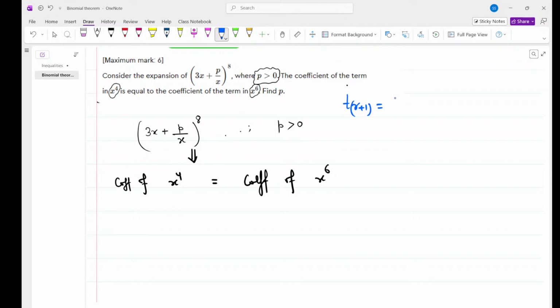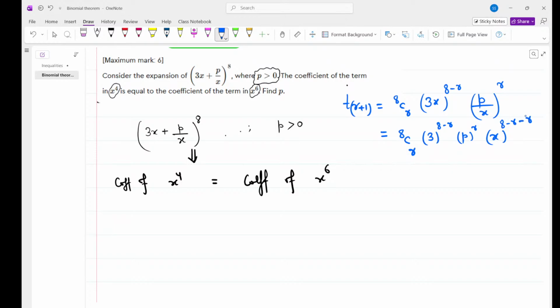It is 8Cr. The first term is 3x raised to power 8 minus r, and the second term is p over x raised to power r. Now simplify it. Find the net power on x separately. So 8Cr, it should be 3 raised to power 8 minus r, then p raised to power r, and then x raised to power 8 minus r, and this is x raised to power minus r, isn't it? So I will subtract this minus r also. Are you getting what I have done here?